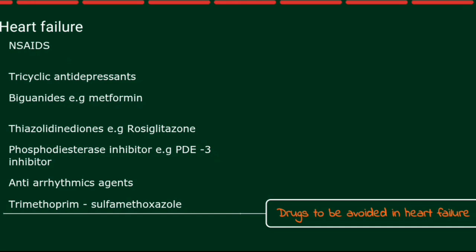And you should also avoid these drugs in treating heart failure. You have to avoid antiarrhythmics. You have to avoid tricyclic antidepressants. You have to avoid biguanides. You have to avoid trimethoprim-sulfamethoxazole.